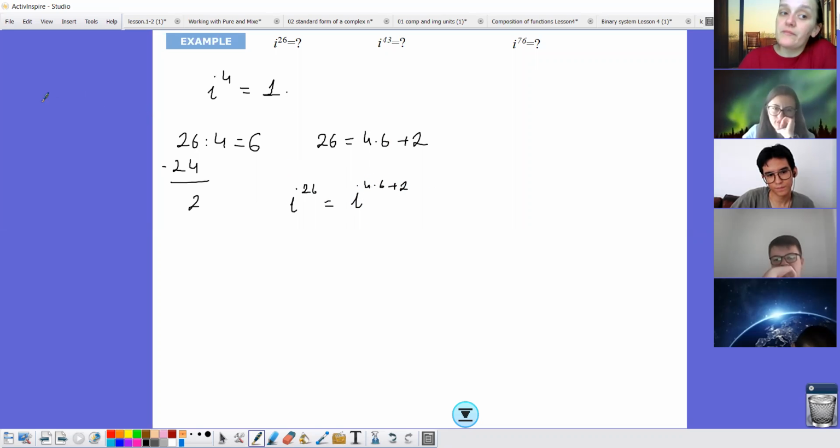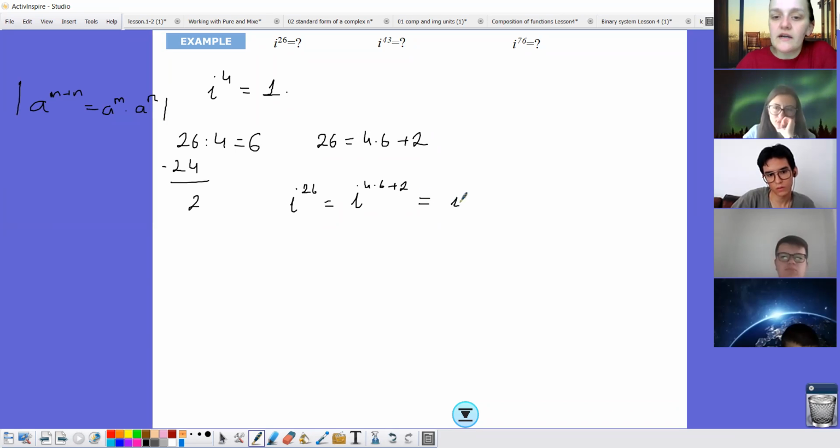Now, if you remember the property, if you have a to the power of m plus n, can we write this as a to the power of m times a to the power of n? Do you remember this one? Yes. Okay, so I'm writing this as i to the power of 4 times 6 times i to the power of 2. I'm separating them at the plus.